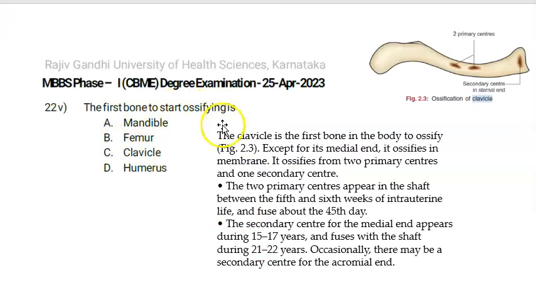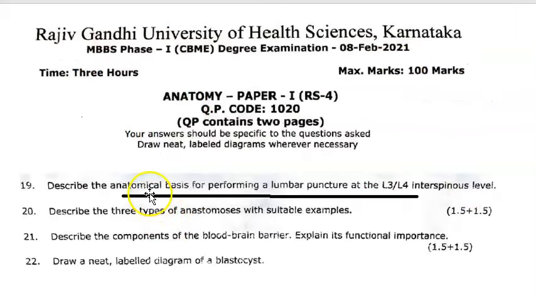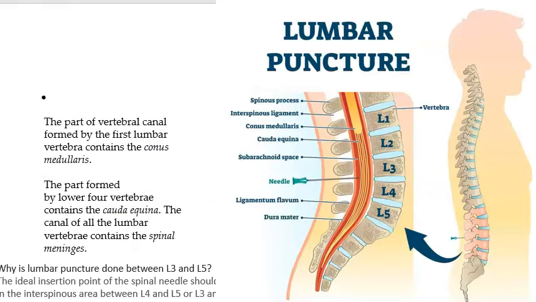The first bone to start ossifying, the answer is clavicle. Then, the anatomical basis for performing a lumbar puncture at the L3 or L4 interspinous level. Between L3 and L4, why will you perform a lumbar puncture?